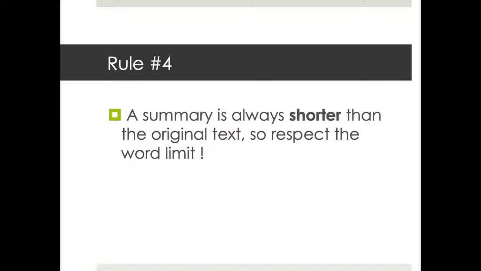Rule number 4 sounds a bit obvious, but again, experience has showed me that it's not always the case. Your summary should always be shorter than the original text. So if there is a word limit, please respect it. If there is no specific word limit, please make sure that your summary is shorter. If it's not, there is a problem somewhere.